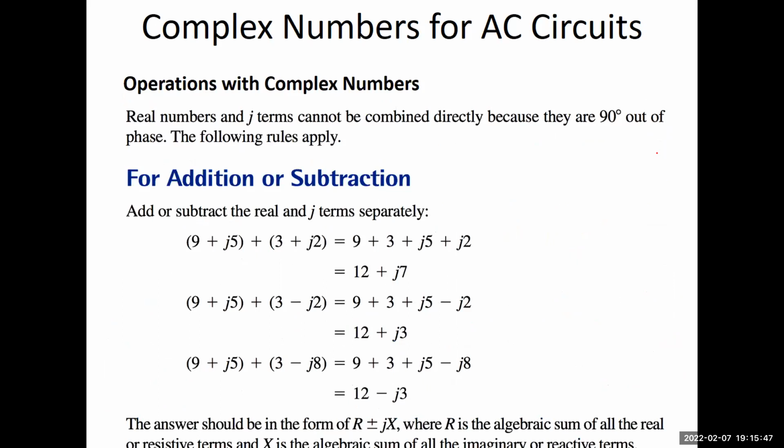So this is how you do the operations with complex numbers for addition and subtraction. Again, for addition, we combine the like terms. So we have 9 and 3, so that is 12, and then J and J2, so that is positive, and that will be J7. So in the next example, we combine this, then we combine this. So that is 9 plus 3 plus J5 minus J2.